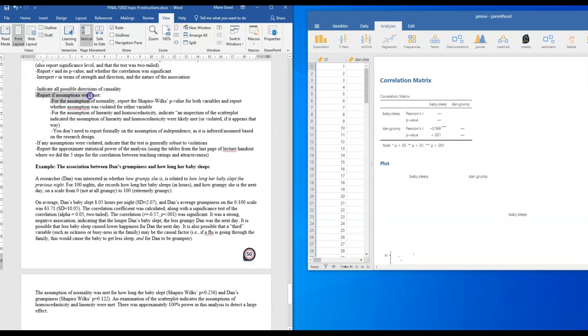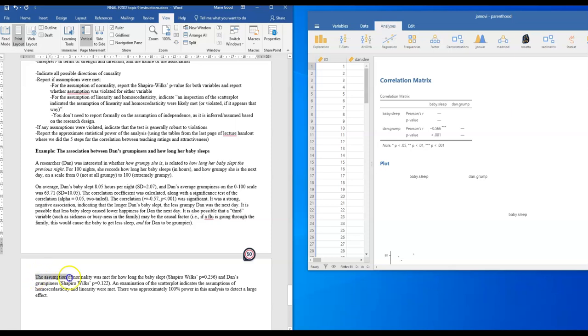Next, you're reporting if the assumptions were met. For normality, you're reporting those Shapiro-Wilks p-values. For assumptions of linearity and homoscedasticity, you are indicating that you inspected the scatter plot and whether you ascertained that the assumptions were met or violated based on the scatter plot. You don't really need to report formally on the assumption of independence. Like I said before, it's inferred or assumed based on the research design. So we don't really say anything for that assumption in the report.